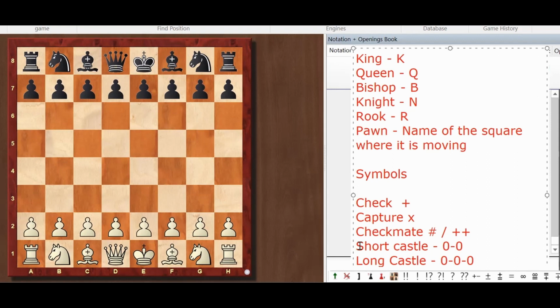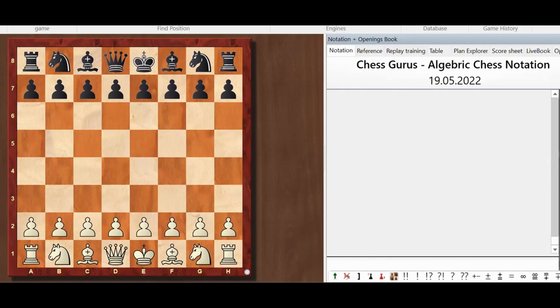A short castle is 0-0. And a long castle is 0-0-0, three zeros with dashes. So these are the things to remember: the acronyms of the names of the pieces, and then the small signs which are used to denote different moves. Whenever you have any doubt, you can come back to this screen and look at this again. Now we clear this and we'll make the actual moves and see how a real game is annotated.